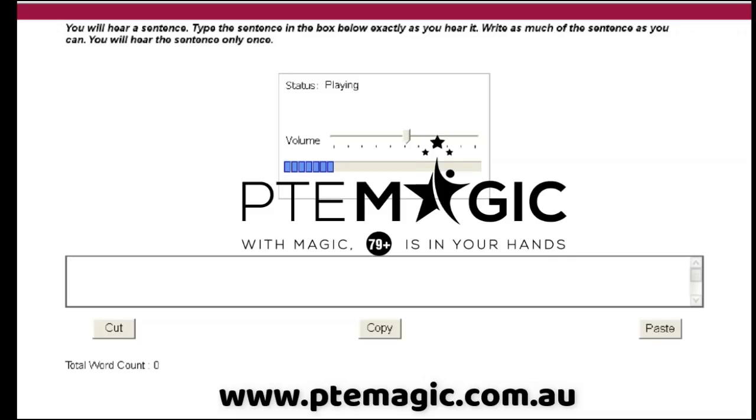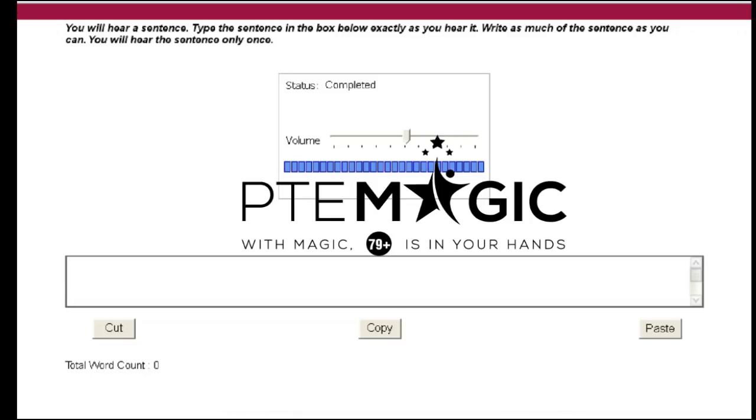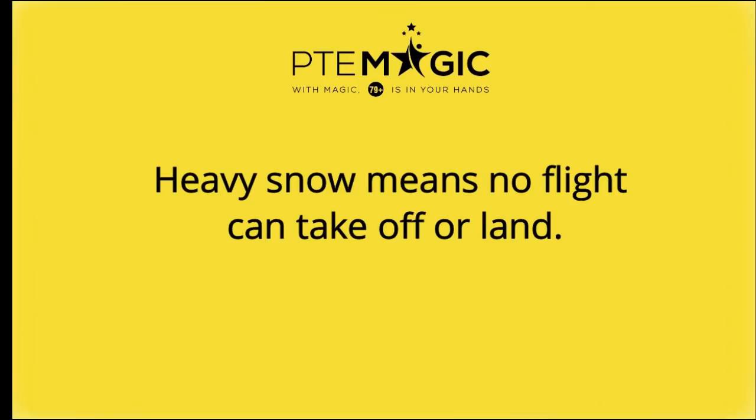Heavy snow means no flight can take off or land.